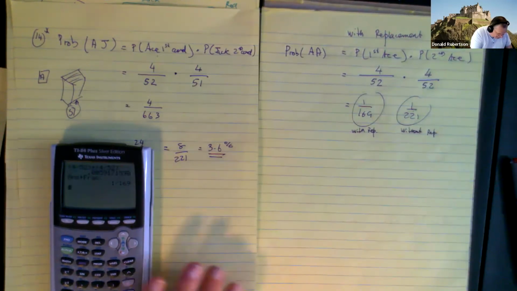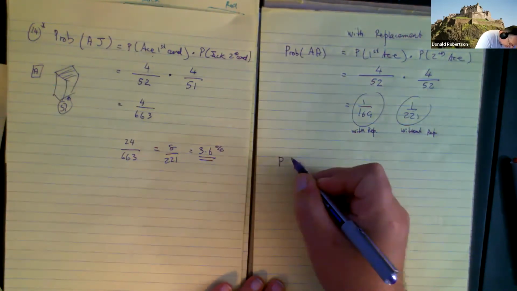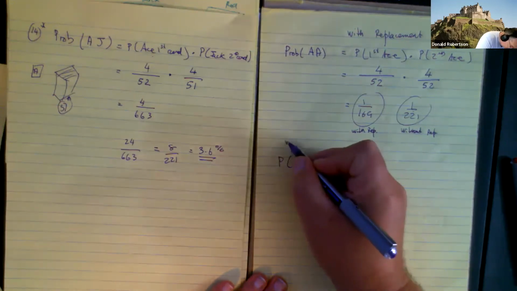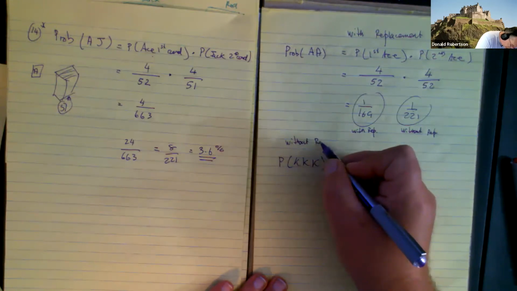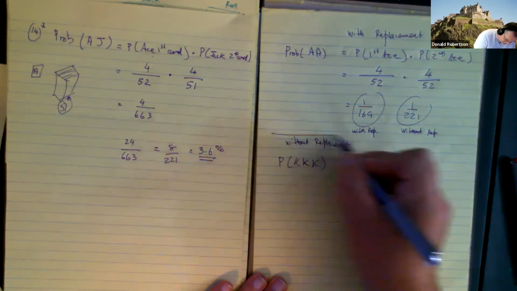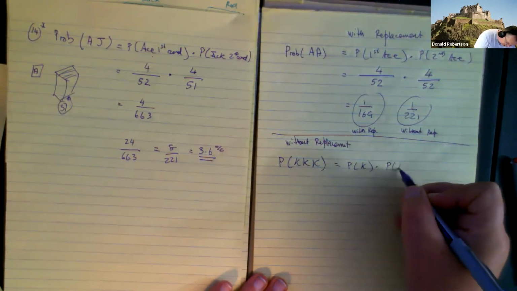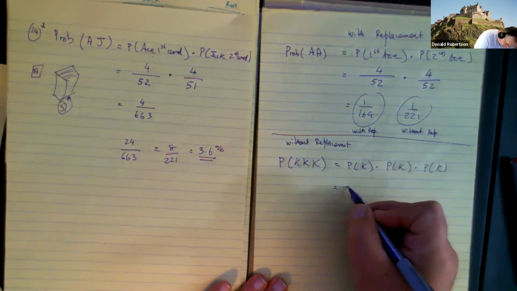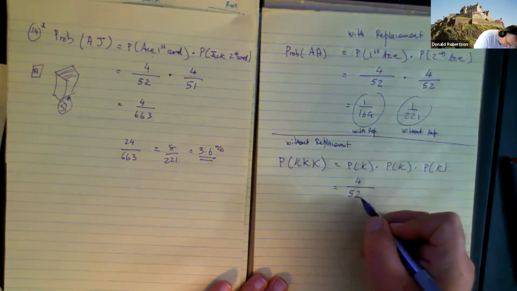Okay, let's go for a crazy one. I want to know the probability that I get dealt 3 kings, and now we're back with the more typical result without replacement. So that's going to be the probability of a king, then the second card is a king, then the third card is a king. Right, first time round, there are 4 kings in a deck of 52. Check.